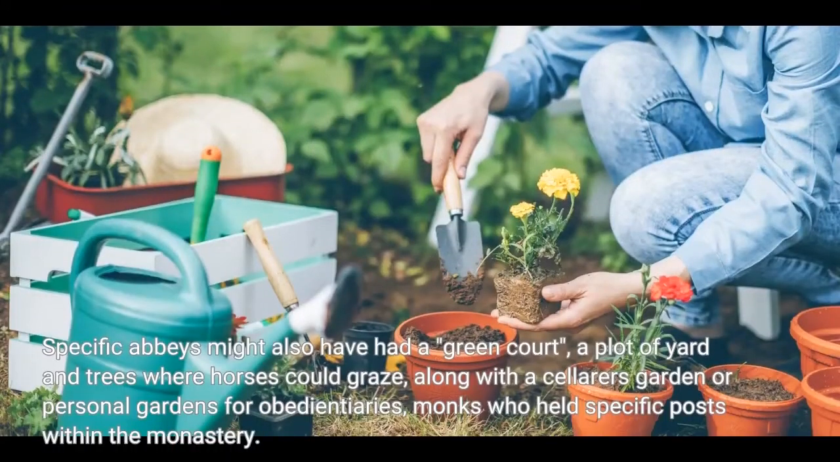Specific abbeys might also have had a green court, a plot of yard and trees where horses could graze, along with a cellarer's garden or personal gardens for obedientiaries, monks who held specific posts within the monastery.